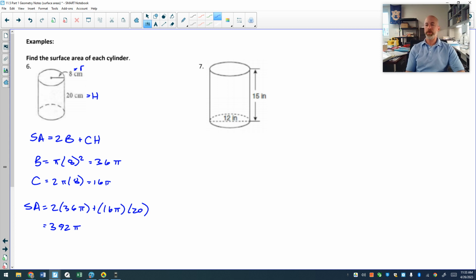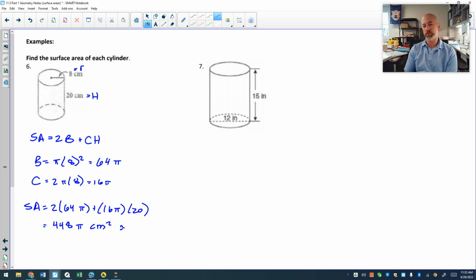2 times 8 squared is not... Oh my gosh. How did I get 36? 8 squared is 64. Wow. This is why you don't do math fast and why you don't do it in your head. Setting a bad example here. Okay. So that's 128 plus 320, which is 448. Perhaps I should take my time. 448 pi centimeters squared. I prefer the exact answer in terms of pi.